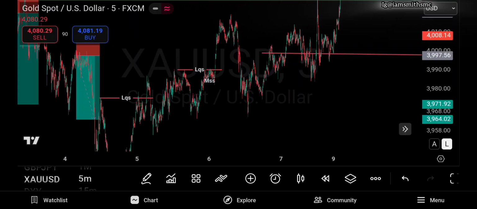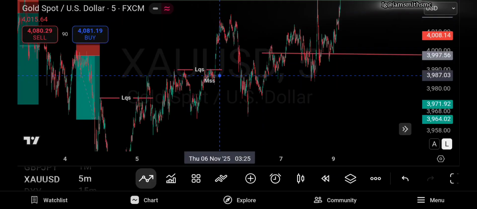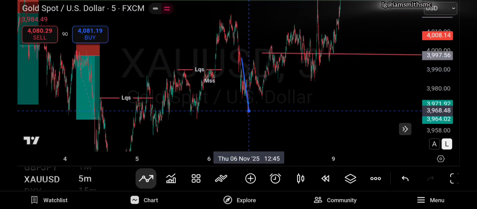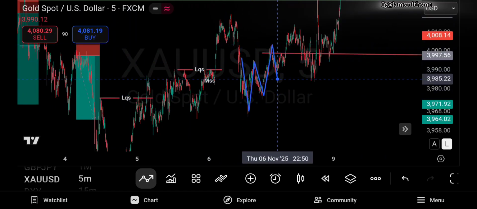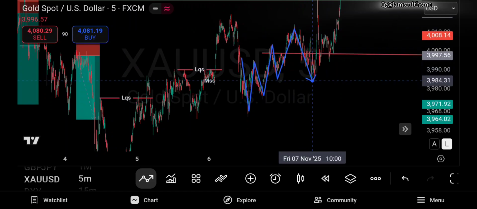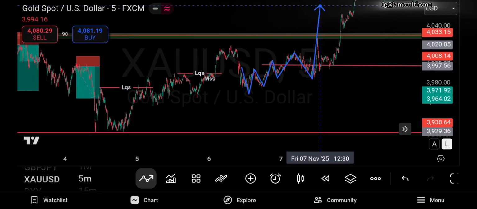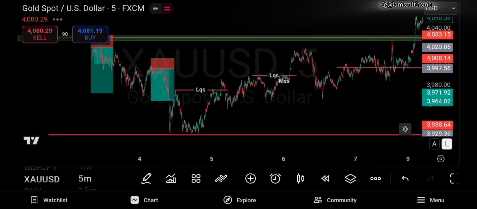If you should look at this one, same thing also happened in this particular level. The market structure shifts, then it pulled back. Then it moved up a little bit, then pulled back. Then what happened on the market side was moving upward. That is the way it normally happens.